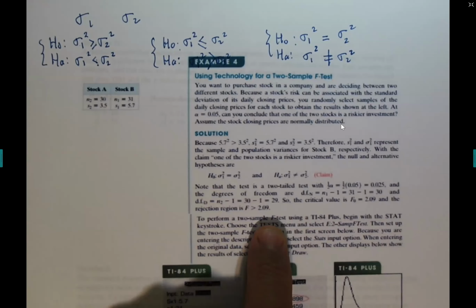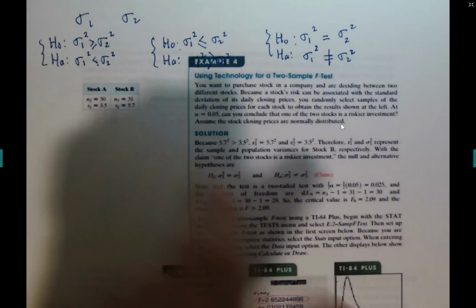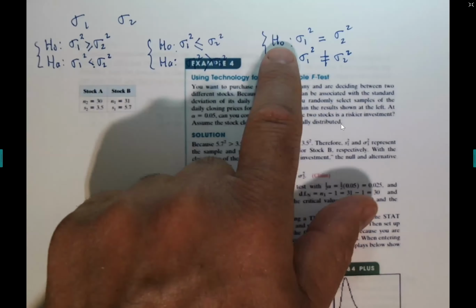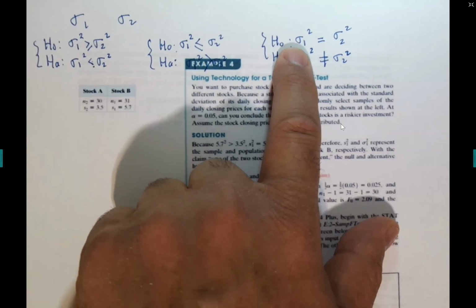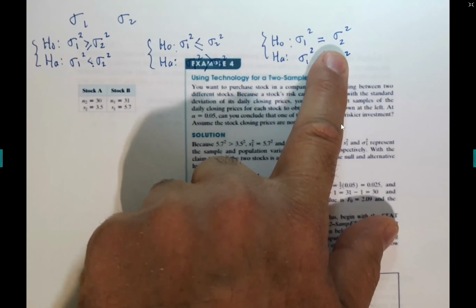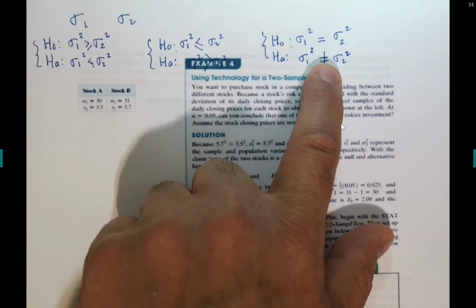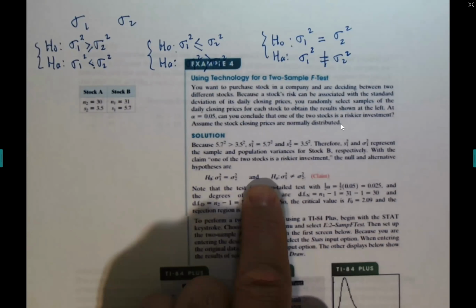If I tell you stock A is riskier than stock B, then you have to use a greater than. Stock A is less risky than stock B, you have to use less than. But here he says one is riskier than the other, but he didn't specify. It could be A riskier than B or B riskier than A, so you just use different from. And that's what we're gonna do here. So sigma 1 squared and sigma 2 squared. So that's the first step that we use right there.